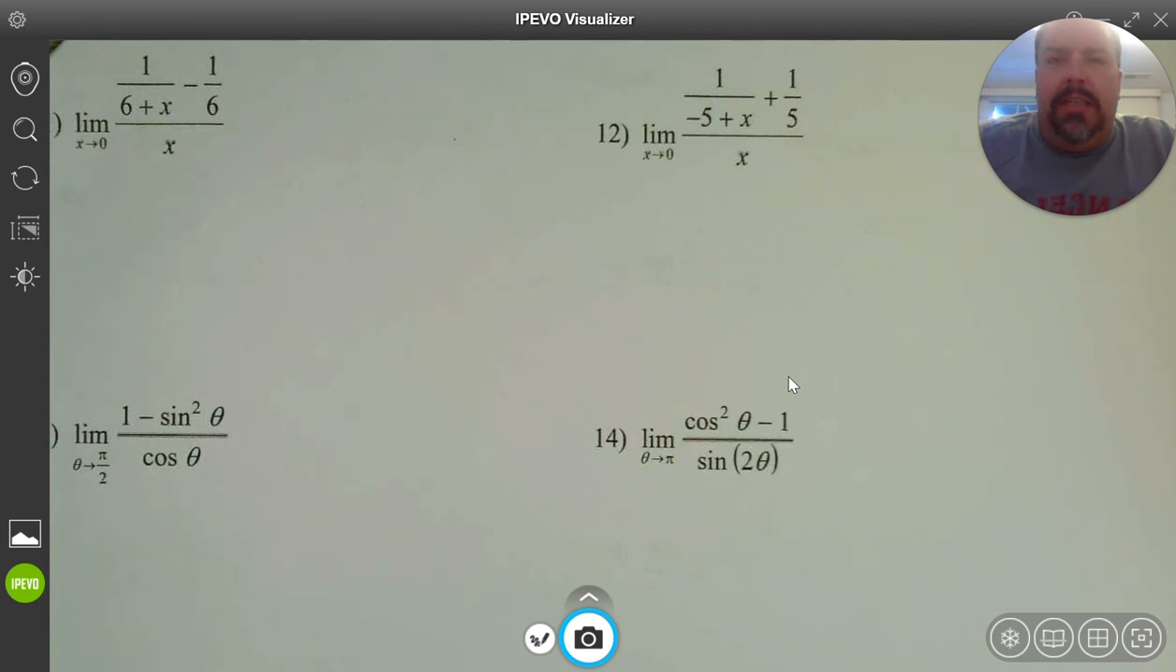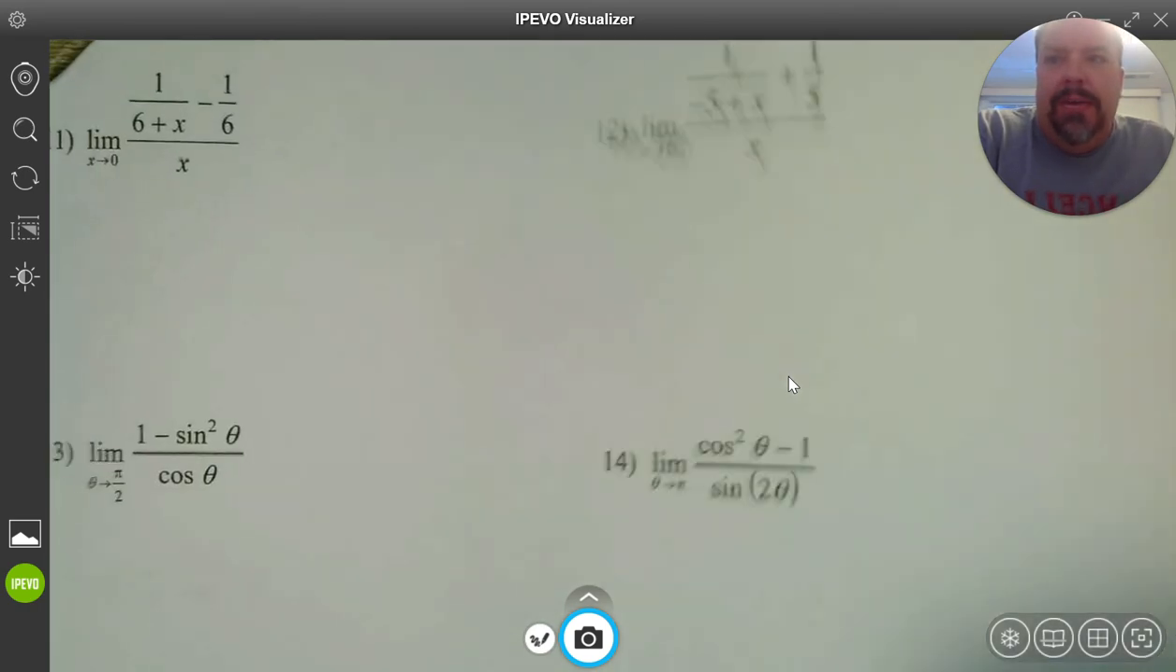All right, AP Calc. Here we're going to go over some examples of taking the limit algebraically, specifically looking at the complex fractions and the trig and a couple piecewise at the end. So let's get started. Number 11. Here we have a complex fraction.